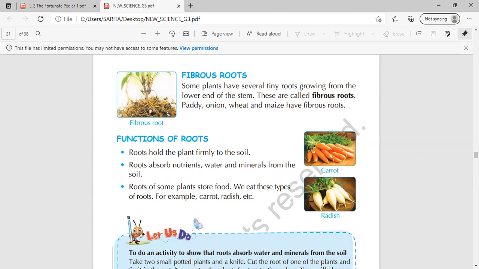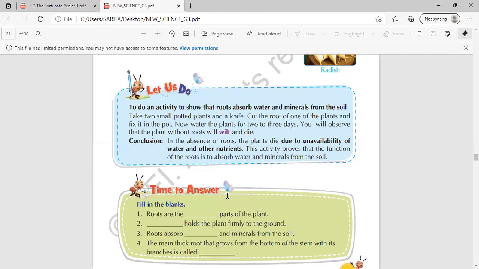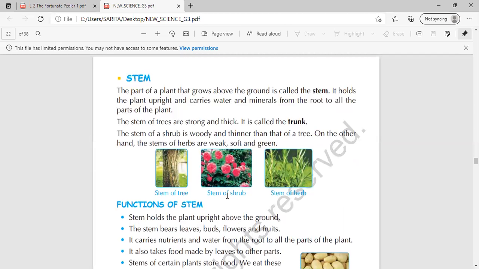These are the carrots. These are the radish. Both of these are roots. We eat roots. Carrot is a root. Radish is also a root. And we eat them as our food. We eat them in a salad. And we make vegetable with the carrot also. We make halwa with the carrot also. So that was about the root. Now let us start the second part of a plant. Its name is stem.